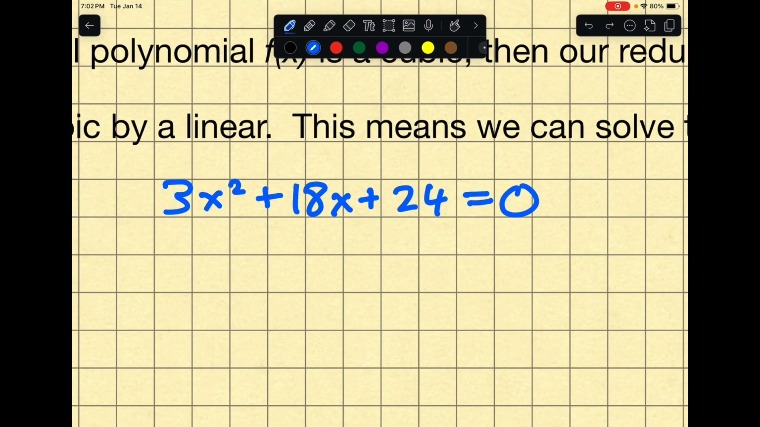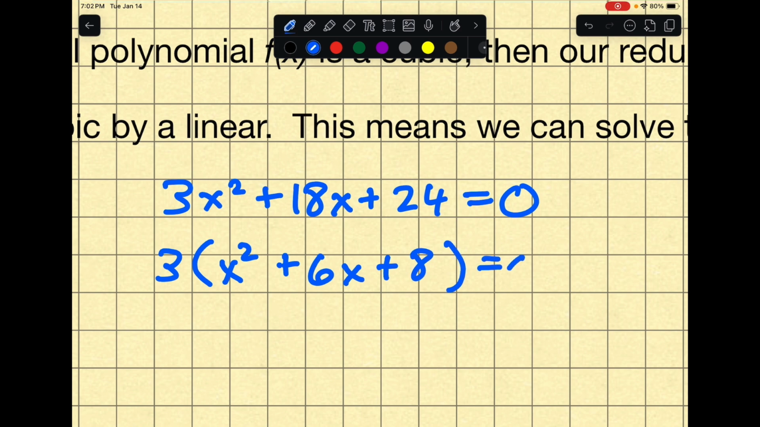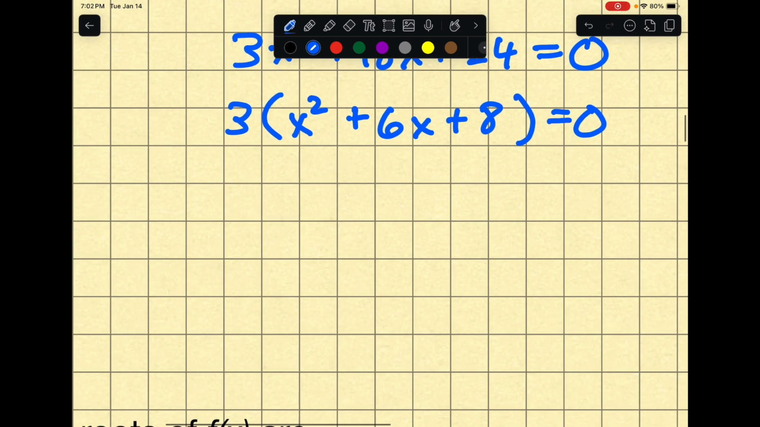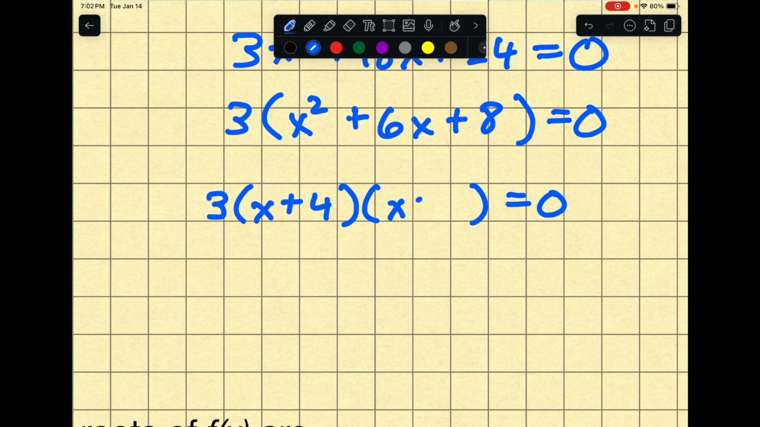You notice that all these coefficients are divisible by 3. So we can turn this into 3 times x squared plus 6x plus 8. This is what you get with each term when you divide the 3 out. And now x squared plus 6x plus 8 becomes something that's easy to factor. We need 2 numbers that multiply to give 8 and add to give 6. Well, that would be positive 4 and positive 2.